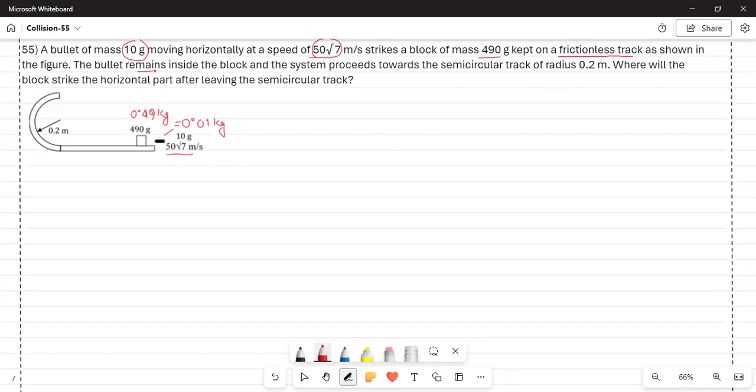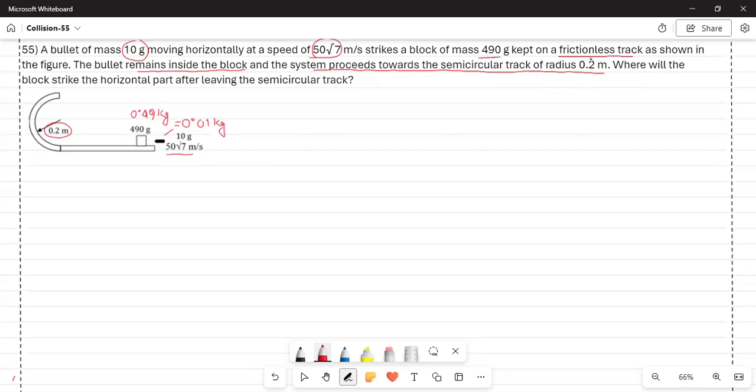The bullet remains inside the block. That means it's a perfectly inelastic collision, which we have to remember while putting the equation of conservation of momentum. And the system proceeds towards the semicircular track of radius 0.2 meter.